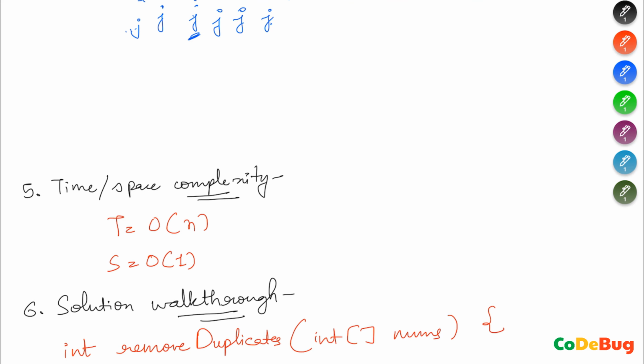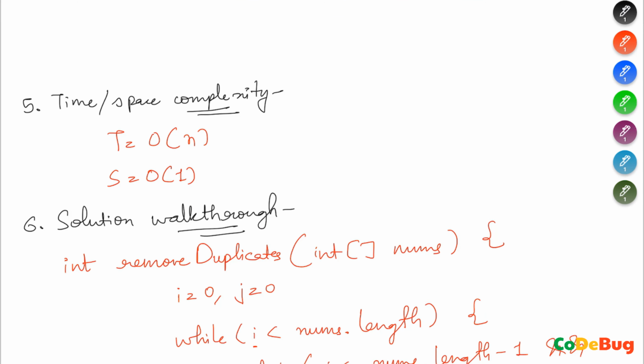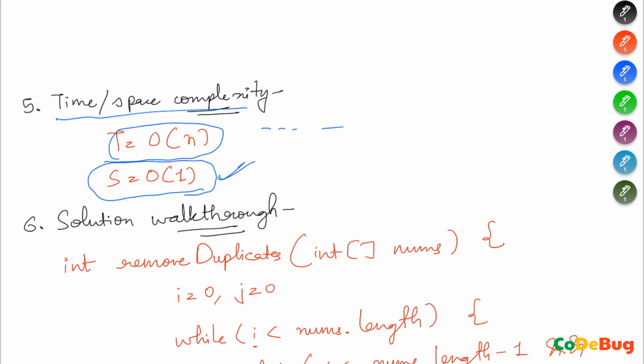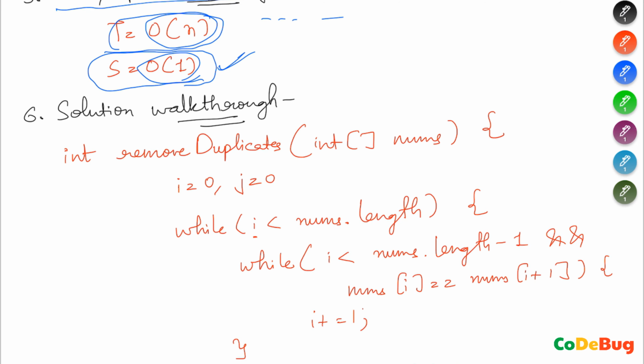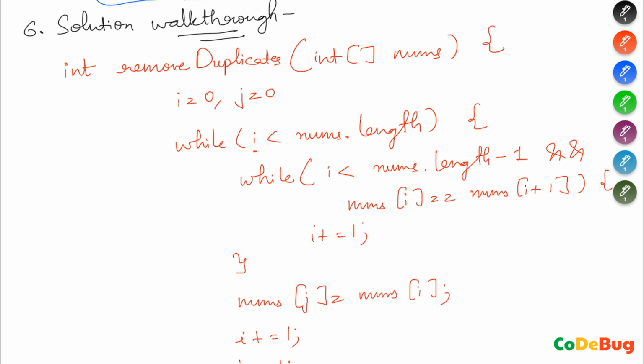Now, discussing the time complexity and space complexity. Time complexity is obviously linear here because our i is just iterating through the entire array once. It was given in the question itself that we should not create any auxiliary space, and that's what we have done. No auxiliary space, so space is constant, and time complexity is linear. So we will now go through the solution walkthrough.